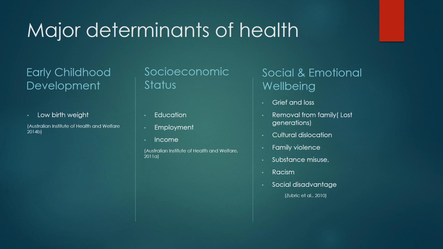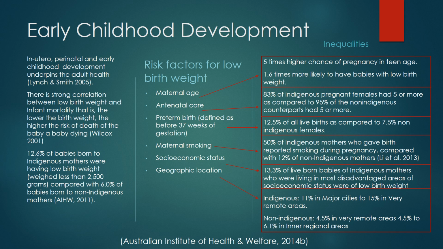The major determinants of health among Indigenous children and youth include early childhood development, socio-economic status, and social and emotional well-being. Various authors have described the importance of early childhood development for healthy living of an individual. Studies have shown there is a strong association between low birth weight and infant mortality. According to the Australian Institute of Health and Welfare, babies born to Indigenous mothers are more than 2 times likely to have low birth weight as compared to non-Indigenous counterparts.